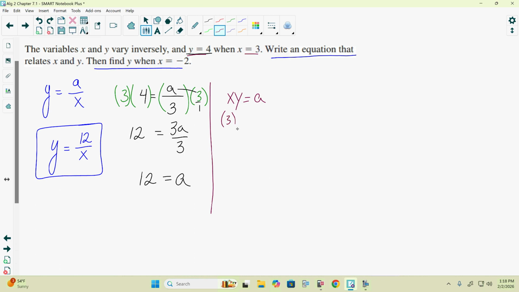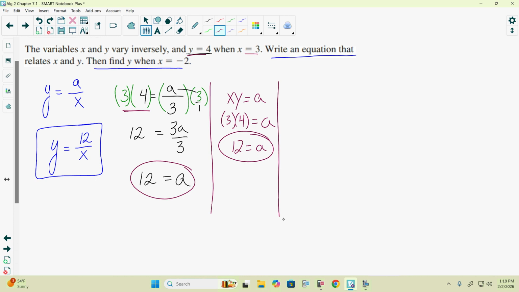Because they told us x is 3 when y is 4, yes? 3 times 4 is? Oh wait, isn't that what we did anyways? It's just another way to find a. For finding a, do we like method 1 or method 2 better? 2 is a little bit nicer. We just plug it in and we have our value, yes? We'll do that one from now on.